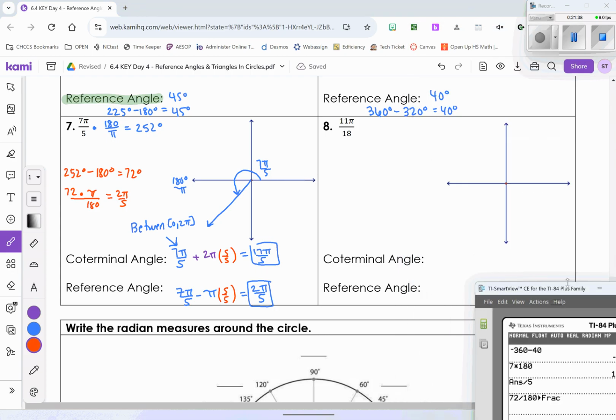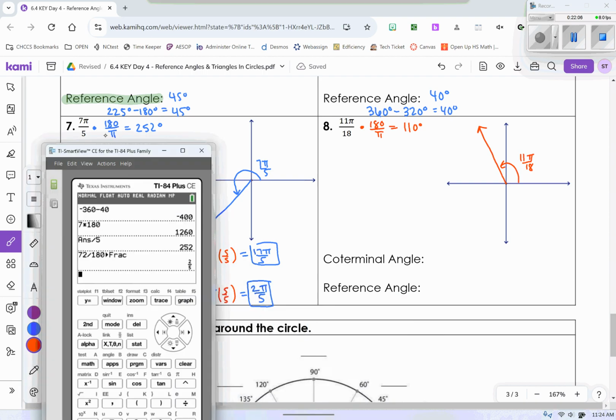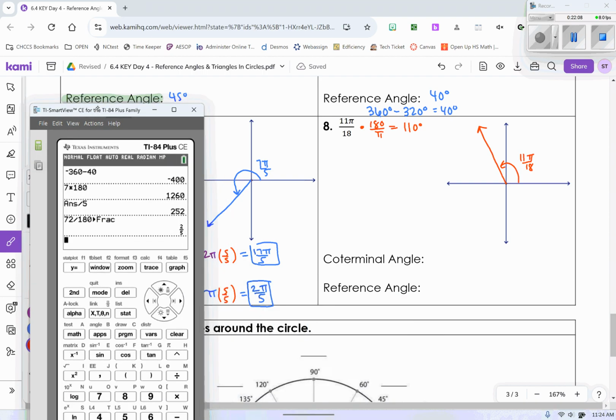So looking at the next one, we have 11 pi over 18. So again, you could multiply this by 180 over pi to figure out what it is coterminal with, which ends up being 110 degrees. So that's in quadrant 2, about up here. So that is 11 pi over 18. You always want to use whatever you're given. So if it's in radians, use radians for your answers. If it's in degrees, use degrees for your answers.